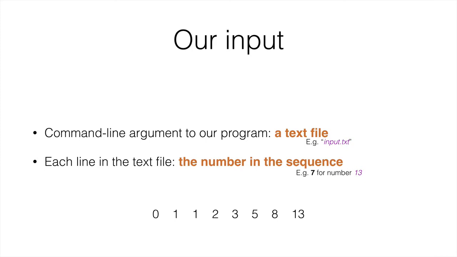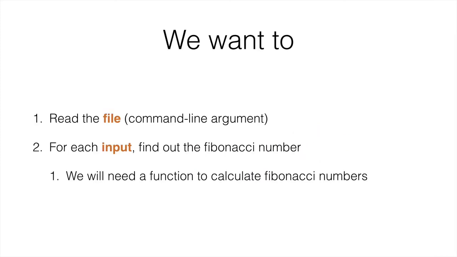So what we want to do is simple. Read the file given to us with the command line argument. Then for each input, or for each line, find out what Fibonacci number we are going to print out and print it. And for that, we'll need a function to calculate Fibonacci numbers. So let's get to the program.